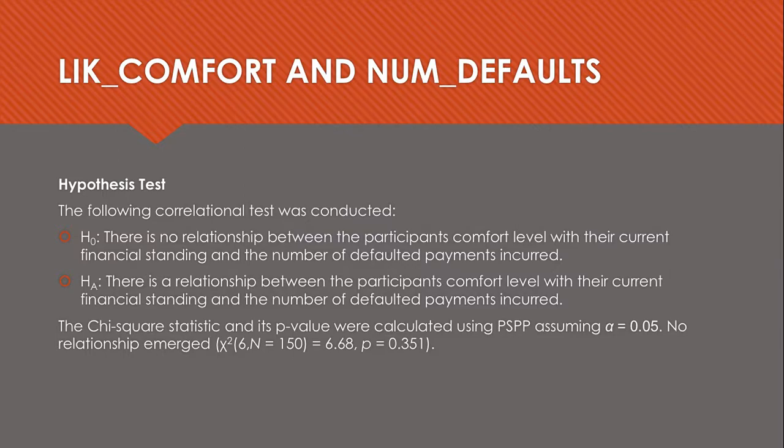Test number 2 was quite similar. The following correlation test was conducted. The null hypothesis states that there is no relationship between the participant's comfort level with their current financial standing and the number of defaulted payments incurred, while the alternative hypothesis states that there is a relationship between the participant's comfort level with their current financial standing and the number of defaulted payments incurred. The chi-square statistics and its p-value were calculated using PSPP, assuming a significance level of 0.05. No relationship emerged. The chi-square level equaled 6.68 with 6 degrees of freedom, n equaling 150, and the p-level equaling 0.351.